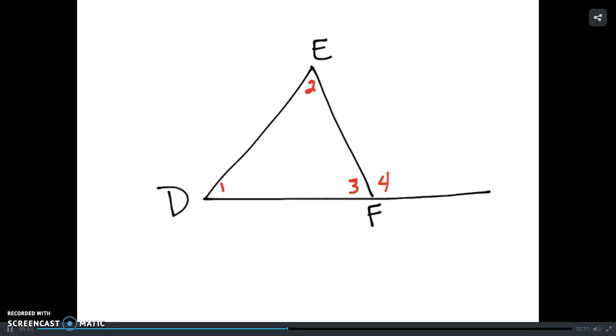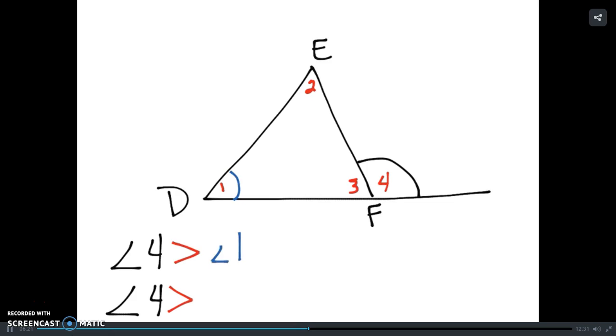So let's see if we can write an inequality here. We're looking for our one exterior angle, that's angle 4. We're actually going to be able to write two inequalities. So angle 4 is going to be greater than the two remote interior angles. Remember, the remote interior angles are the two angles that are farthest away from that exterior angle and are on the inside of the triangle. So that would be angle 1 and angle 2.